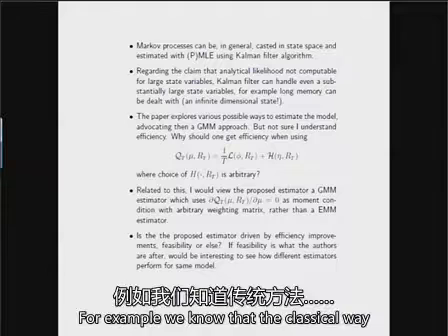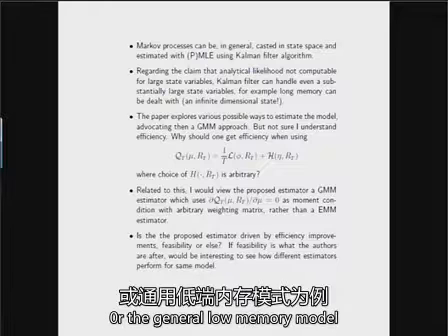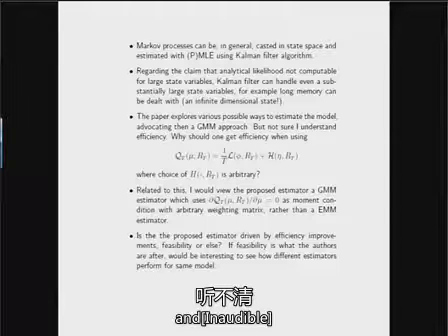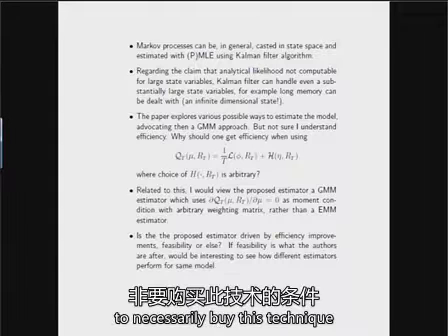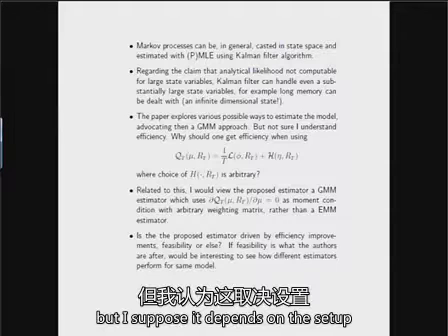For example, think about the stochastic volatility model, or in general other classical low memory models. We know that the Kalman filter can handle a rather large, even a possibly infinite dimensional state variable. So the fact that the space of the latent variable is augmented is probably not per se a sufficient condition to necessarily buy this technique. It might well be, but I have really to be convinced. And I suppose it depends on the setup.